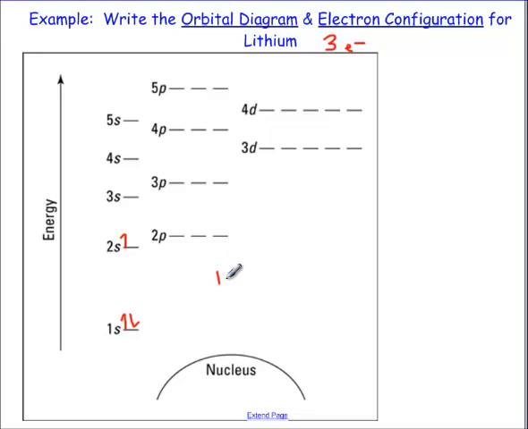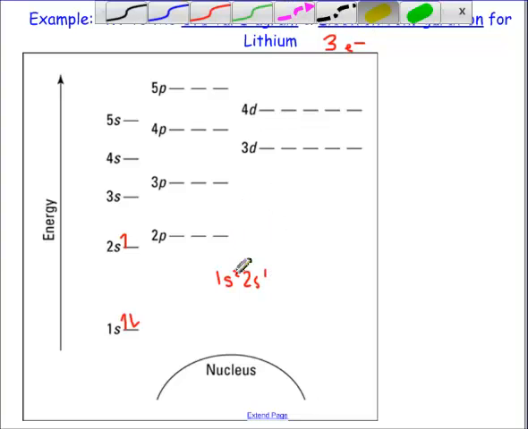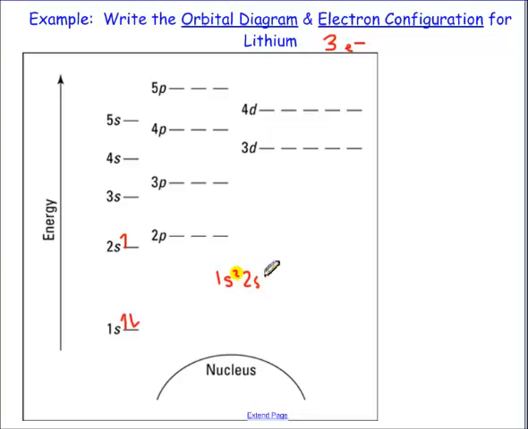Electron configuration would be 1s2, 2s1. Notice with these superscripts, I hate to call them exponents, but notice with these superscripts, if I add them up, I get how many electrons are in the element. It's just a quick way of checking to make sure that you haven't lost any electrons along the way.